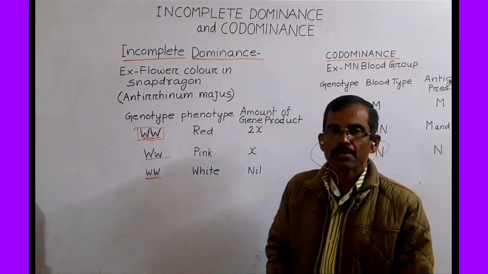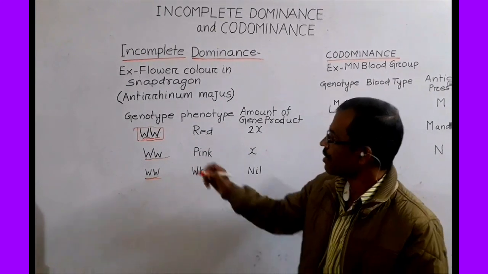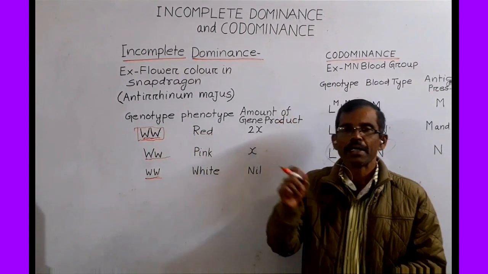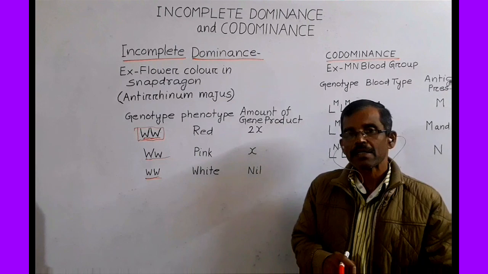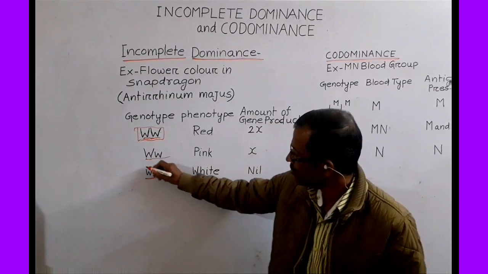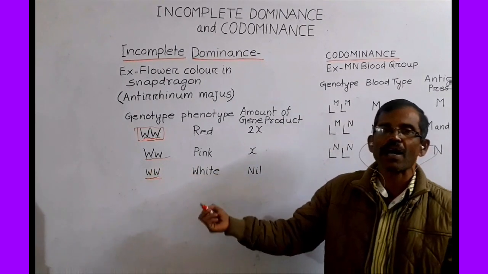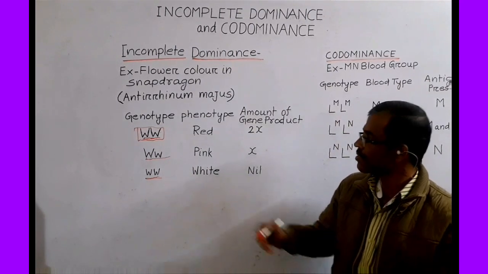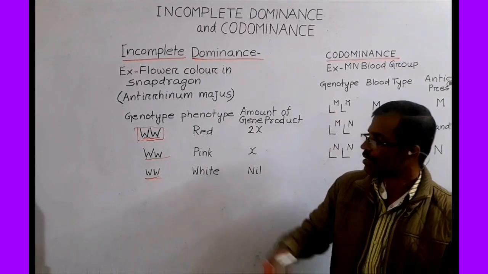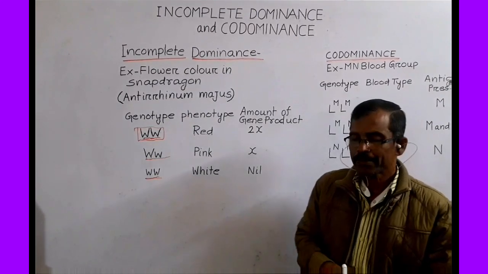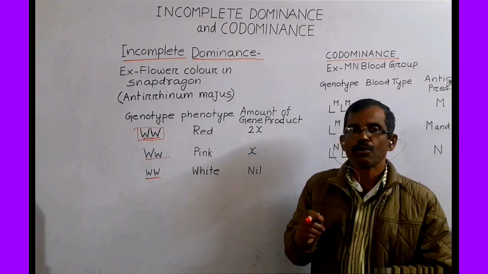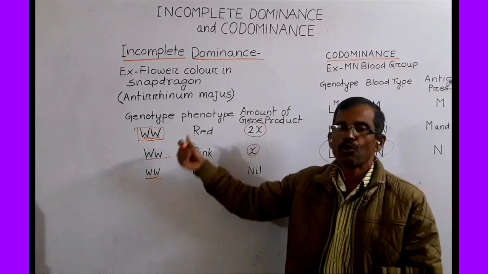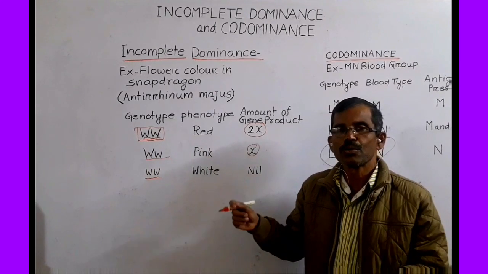So the plant which is homozygous for the allele that specifies red color will have deep red flowers. But the plant which is homozygous for the allele that does not specify any pigment will have white flowers. But in case of heterozygotes that contain both of these alleles, the color of the flower will be intermediate between these two. That means the color of the flower will be pink. This is due to incomplete dominance.